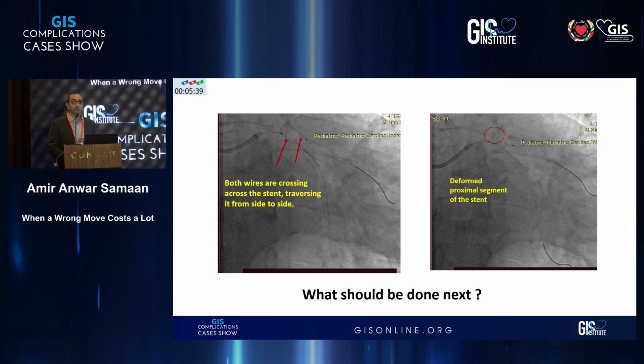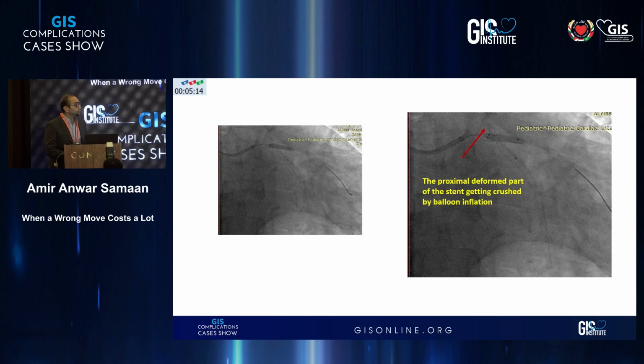Now we were left with a deformed proximal segment of the stent at a very high OM branch in a patient with impaired ventricle, and we had to think what should we do. We thought that it will be impossible to cross again in the right direction in the stent, so we thought to keep the wires in place, and we introduced 2 larger balloons in both branches.